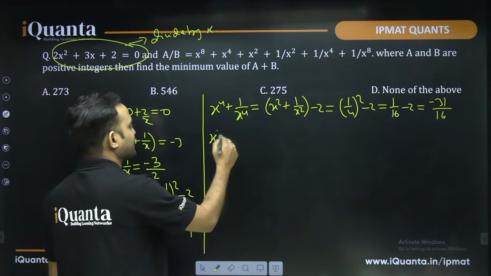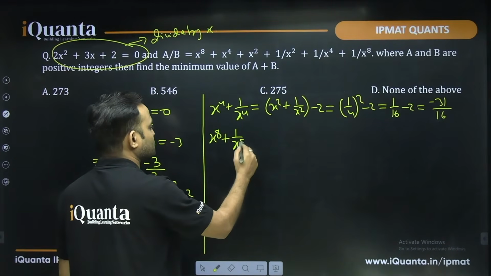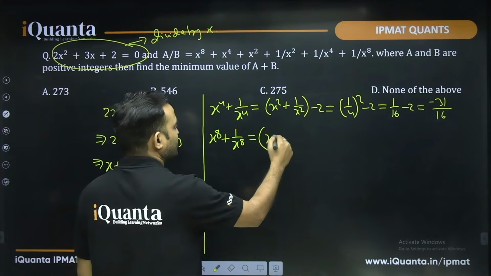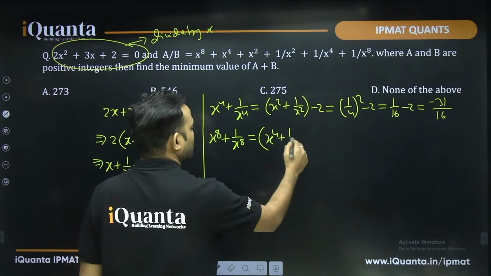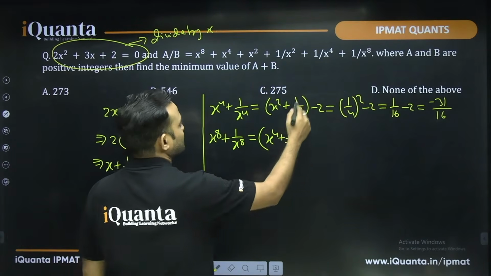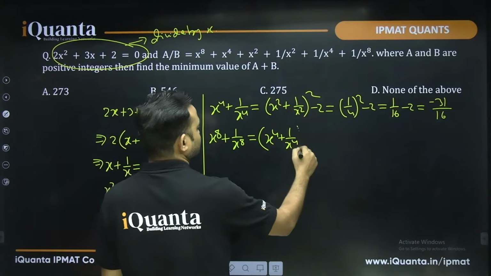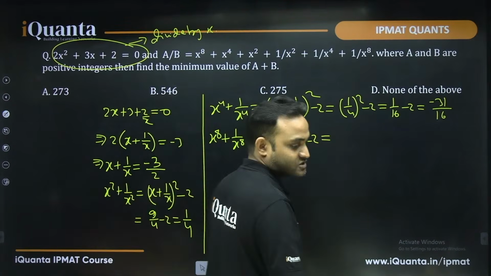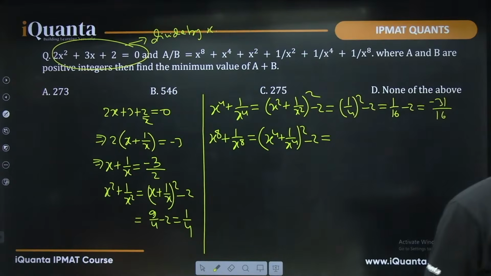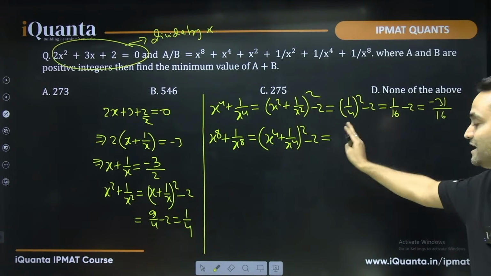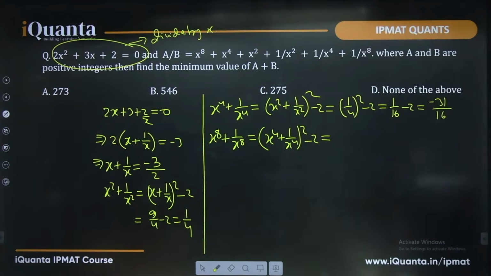Then we can find x to the power 8 plus 1 by x to the power 8. It will be x to the power 4 plus 1 by x to the power 4 whole square minus 2. What will be this value? If everything is correct till here, tell me what will be this value? What will be x to the power 8 plus 1 by x to the power 8? Everyone answer that.